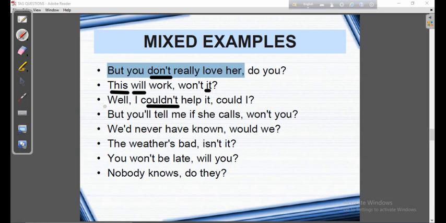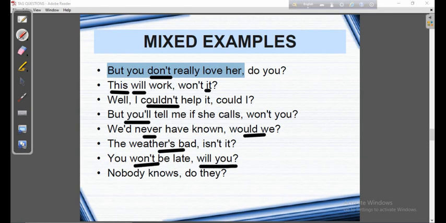Wouldn't. That means negative, it will be affirmative. Would I? But you will tell me if she calls. Will, affirmative, it will be negative. Won't you? Would never have known. Never is a negative word. So here it is negative, it will be affirmative. Would we? The weather's bad. That means the weather is bad. It's a short form here. It will be isn't it? You won't be late.